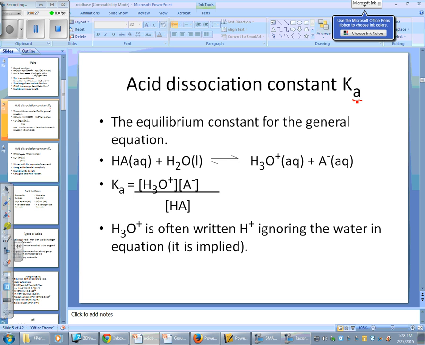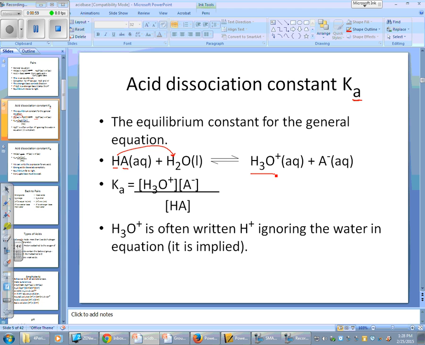be for bases. So the equilibrium constant for a general equation, again, HA is what we're going to use as our acid, a hydrogen bonded to something else. And this reaction that I have written here is one that's more realistic because this H and A are going to split up. The hydrogen is then going to bond to the water to make that hydronium ion. And then you'll just be left with A negative, or whatever that hydrogen was bonded to, as your anion.